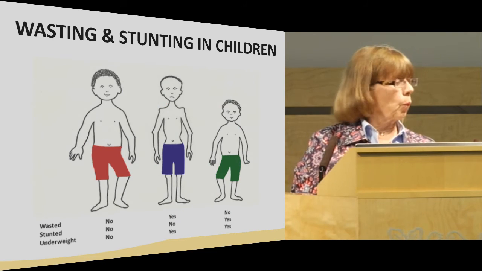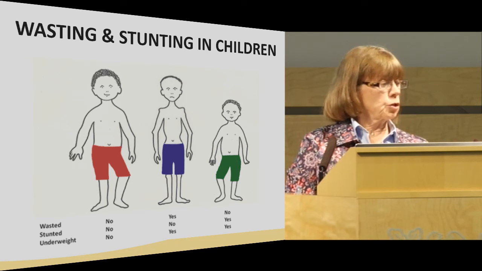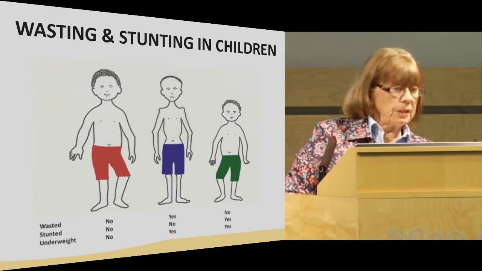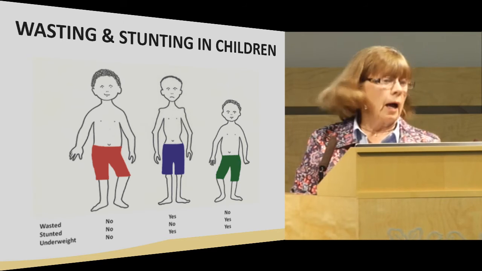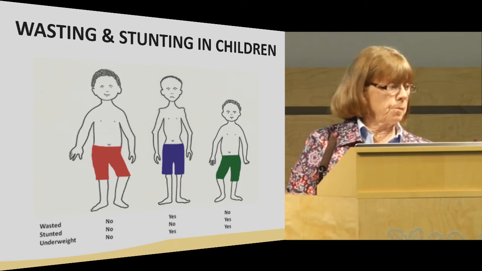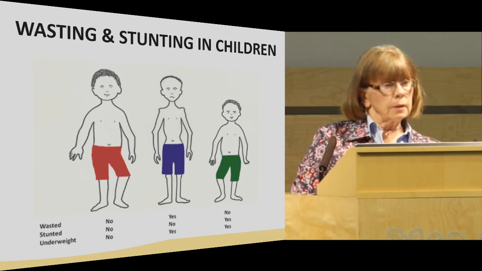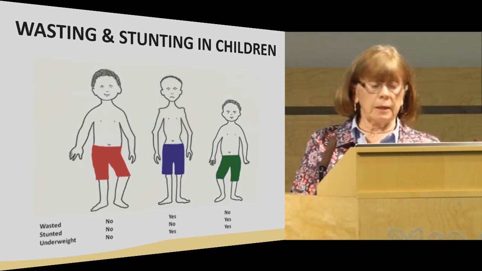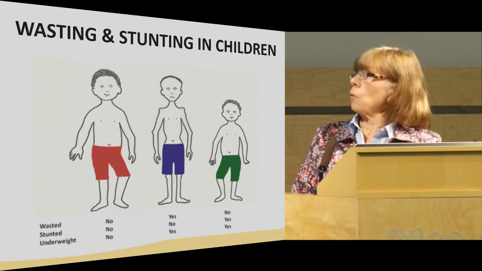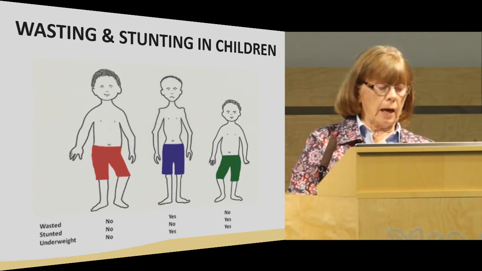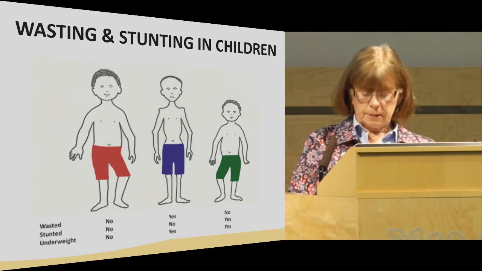Well, let's look at what wasting and stunting look like. If we look at the child on the left, this child is not wasted, so that means their BMI is within normal. They're not stunted, so that means they're not 2 standard deviations below the median in terms of height for age. And they're not underweight, so their weight for age is, again, not 2 standard deviations below the median. The child in the middle is wasted, not stunted, and underweight. And the child on the right is not wasted, the BMI is fine, but is stunted and is underweight.